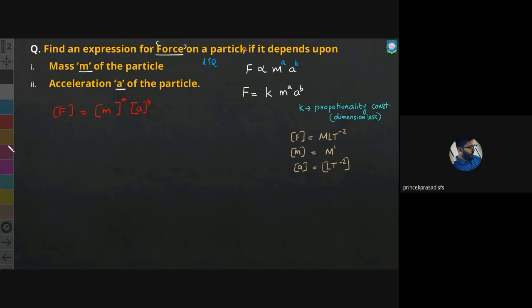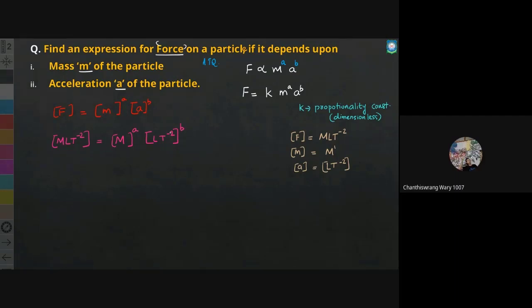So substitute. On substituting, we will get force is M L T raised to minus 2, which is equal to mass is M. But here you have a power, so write that power also. M raised to a. Second one, acceleration. It is L T raised to minus 2. And you have a power which is b. Fine.